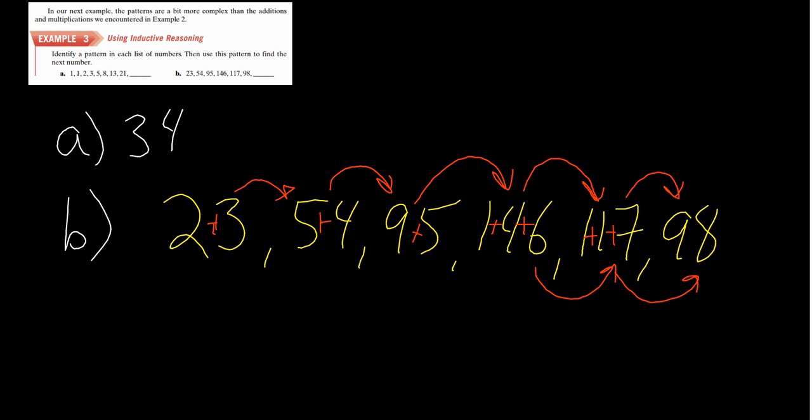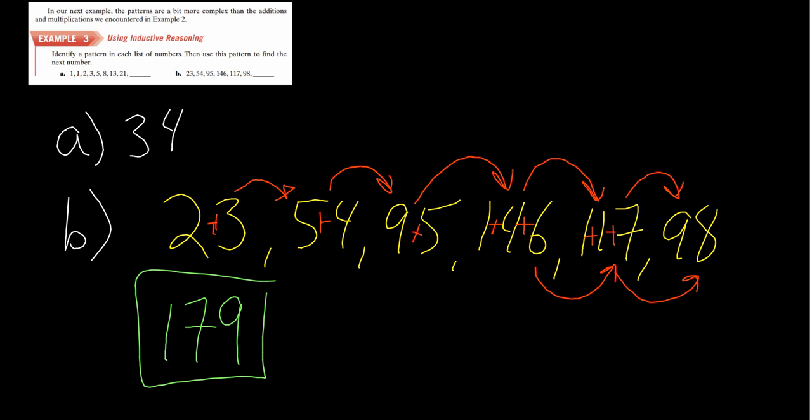sequence there, right? So with that said, what we're going to do is take the 9 plus 8. Well, 9 plus 8 is equal to 17. And then we take this number here and go up 1, so we go from 8 to 9. So we could reasonably assume that 179 is the next number in that sequence.